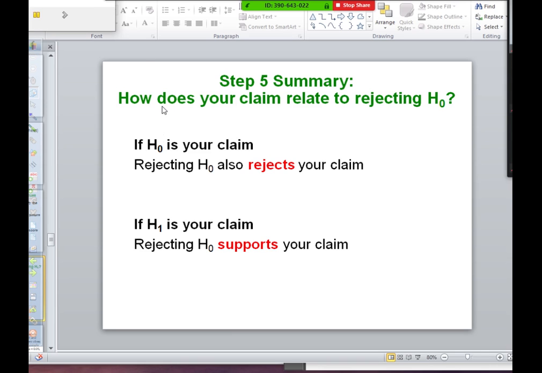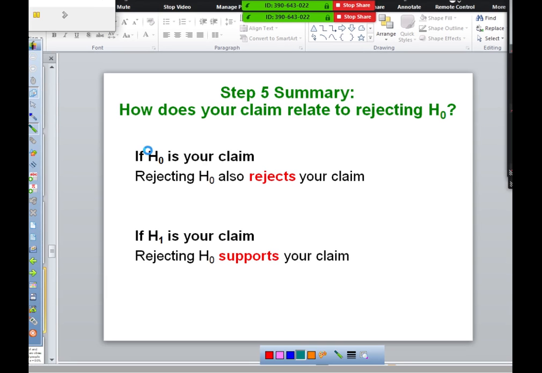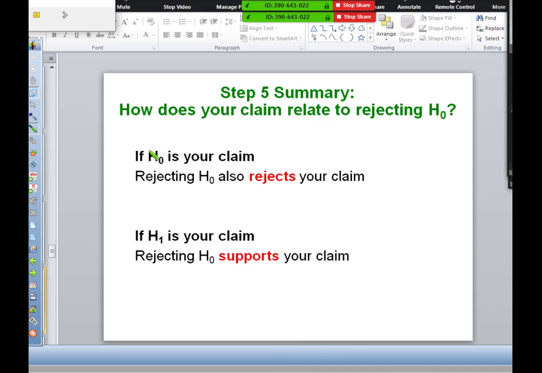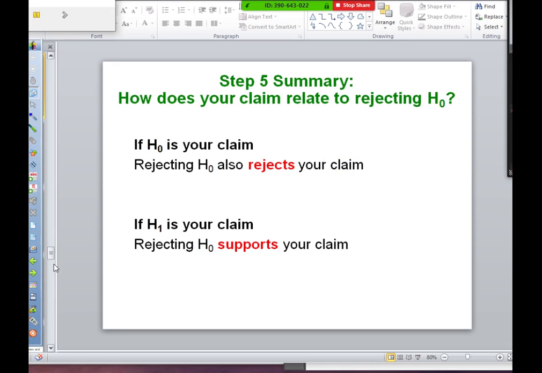So step 5, how does your claim relate to rejecting H naught? Don't forget, if H naught is your claim, then rejecting H naught rejects your claim. In other words, if H naught is bad, then my claim is bad, if H naught is my claim. But if H1 is your claim, then rejecting H naught means that your claim is good. It supports your claim. Those are the words you're going to use in step 5 in the summary. Let's go through one, I think it'll be easier.